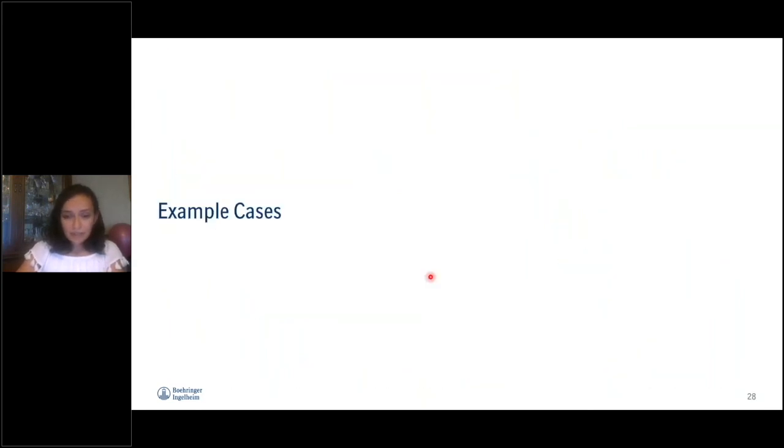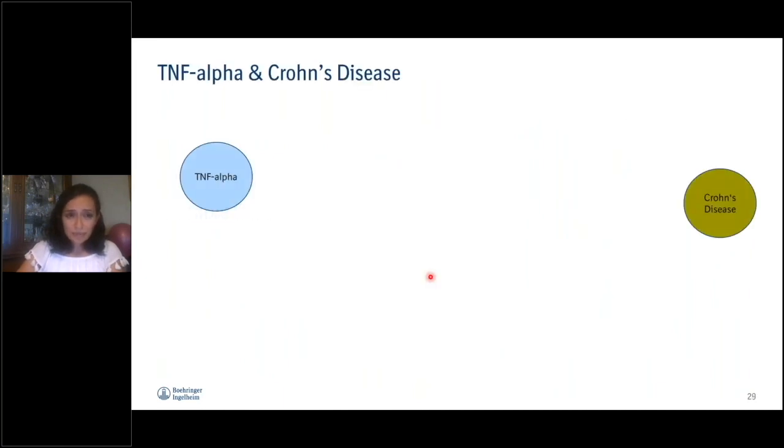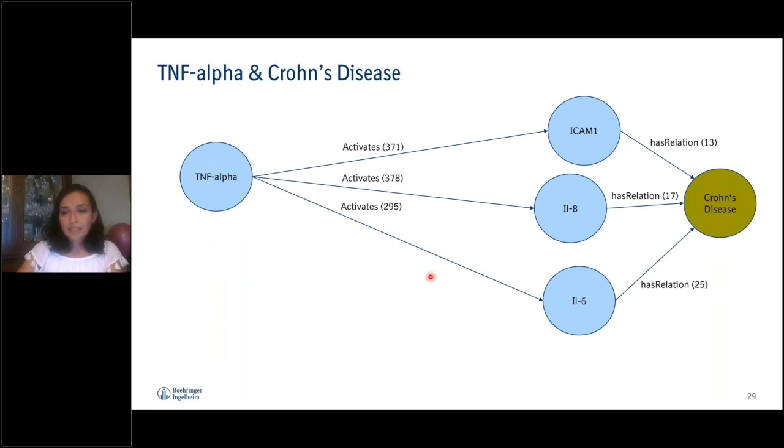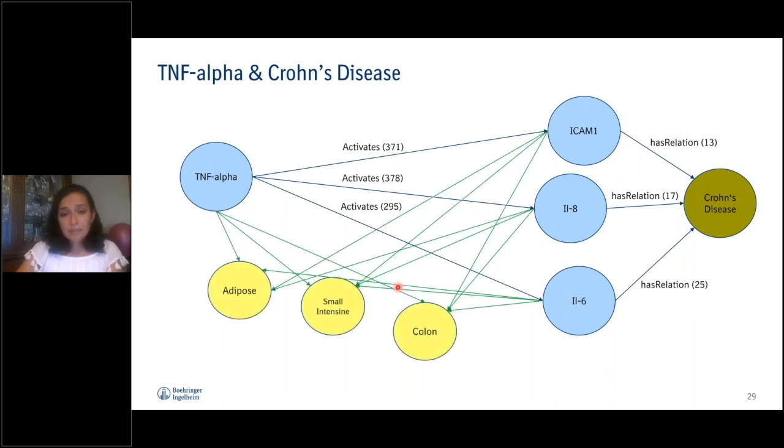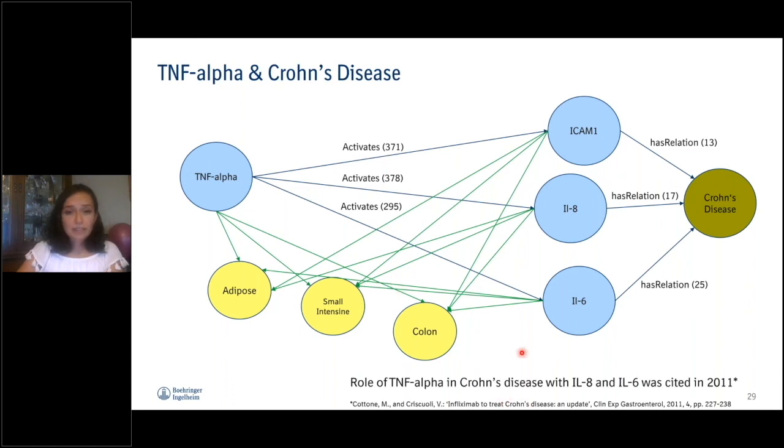So then we conducted some example case studies to see how it works. So we looked for the links between TNF-alpha and Crohn's disease. And these were the top 3 ranked links between TNF-alpha and Crohn's disease based on the publication numbers, which are shown in the parentheses. And all these proteins were expressed in the same tissue. And then we checked in the literature and we saw that the role of TNF-alpha in Crohn's disease was with IL-8 and IL-6, and it was cited in 2011.